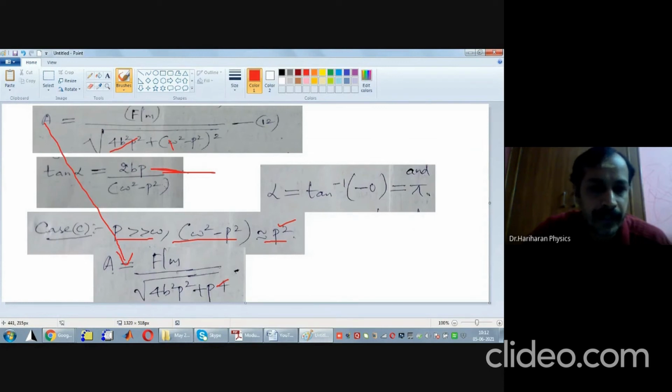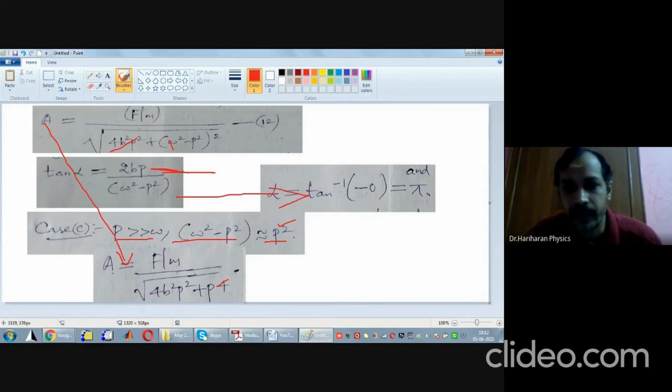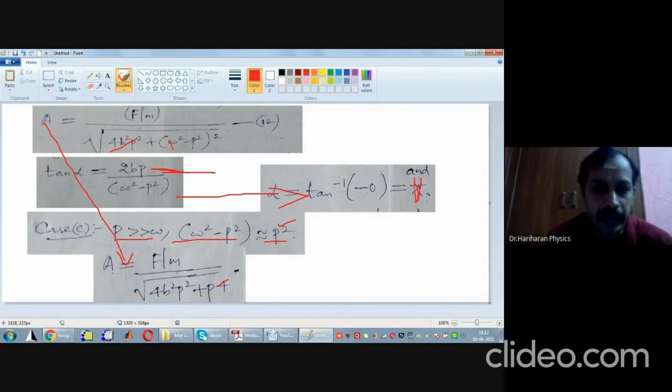So what will that be? This will translate to tan inverse of minus 0. So tan inverse of minus 0 is pi. Therefore, what is the time difference between the displacement and the applied force? That will be half of the time period, or a phase lag of pi. What does that mean? I'll put it in simple language. Cause and effect: pushing the object is the cause, and the effect is going to take place after a duration of pi radians, or after a time of T by 2, half the time period.